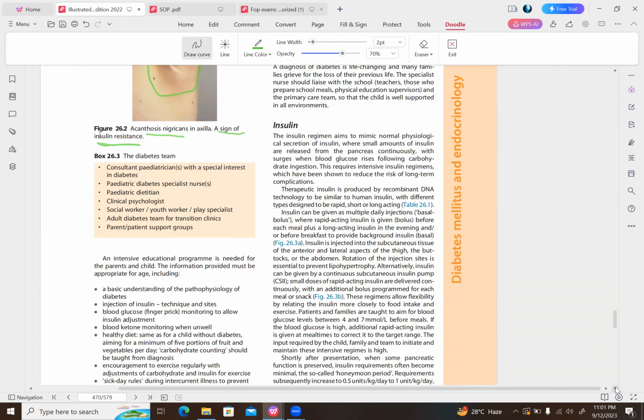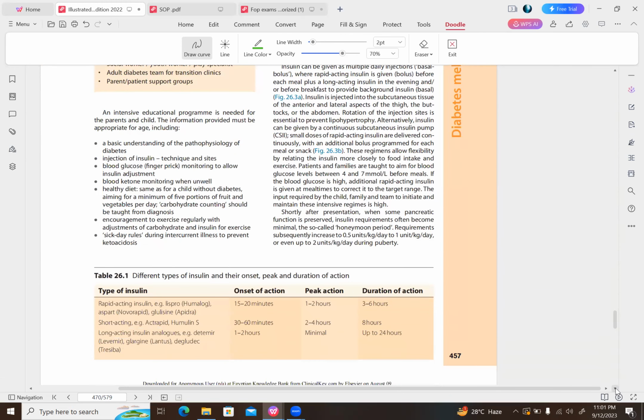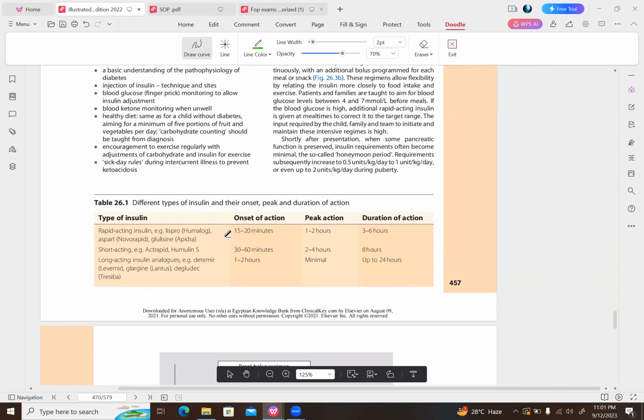Yes, about the insulin, what are the different types of insulin? You can have the rapid acting insulin. Just remember these names for the task exam: Lispro, Aspart, and Glulisine. The onset of action is 15 to 20 minutes. Peak action is in 1 to 2 hours, and duration is 3 to 6 hours.